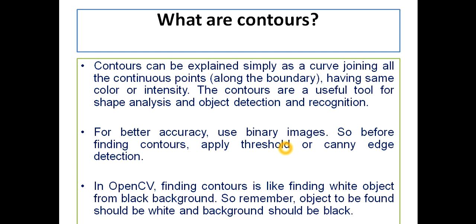First of all, we have to understand what a contour is, or what contours are. So let's go through the definition. Contours can be explained simply as a curve joining all the continuous points along the boundary having the same color or intensity. So what is a contour? A contour is a curve which joins all the continuous points. Do remember I'm saying continuous points. A contour is a curve joining all the continuous points along the boundary which have the same color or intensity.